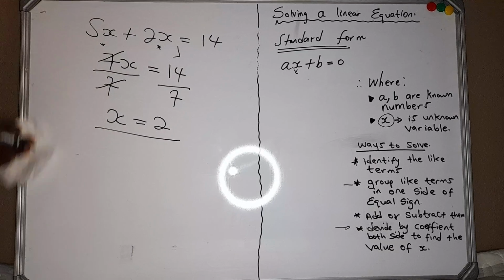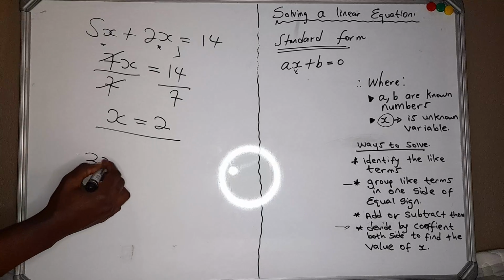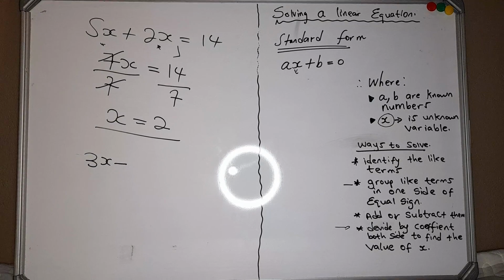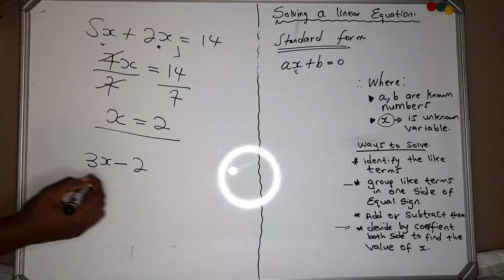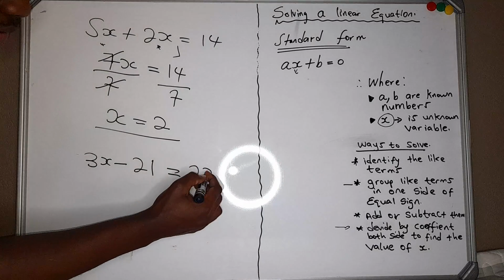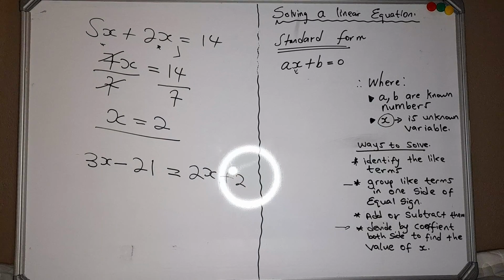So we have this example. Let's take this one: 3x minus negative 7, negative 21 is equal to 2x plus 2. And they want you to solve for x.